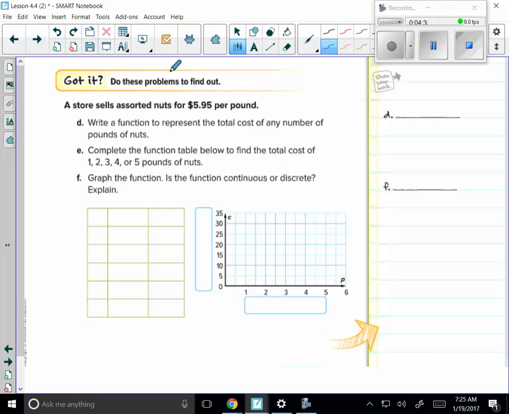Okay, let's try this one, and this is at the bottom of page 299. It says a store sells assorted nuts for $5.95 per pound. Write a function to represent the total cost for the number of pounds. And we'll do this on D. So we can pick our own variables, but we know it should always look like y equals mx, where m is our slope or rate of change, however you want to think about it.